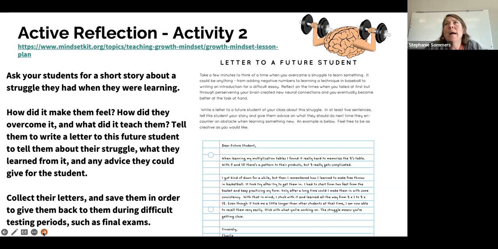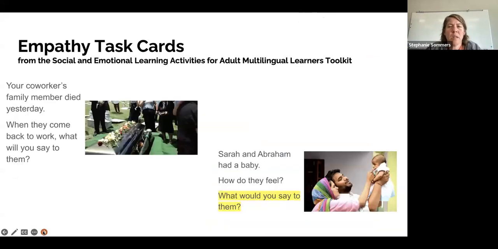So, if you were going to be doing some testing, or if you knew a student were going to be taking their last GED test, you might give them back their letter as sort of a pep talk to help them get through that challenge. Okay.